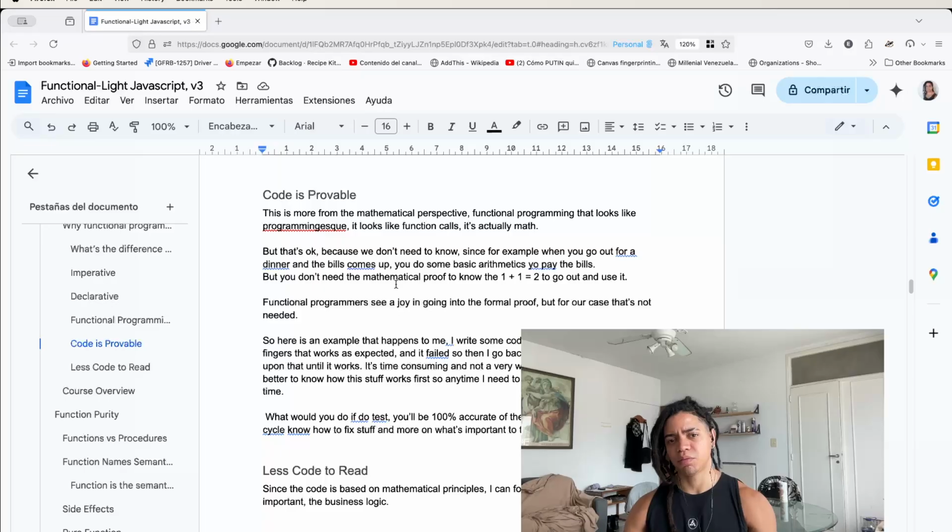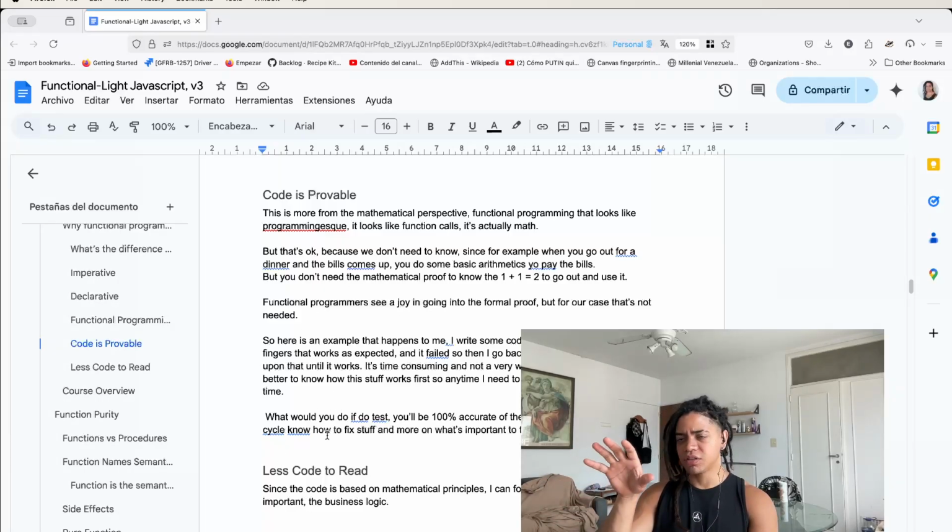Yeah, the code is provable and there is less code to read, because if we follow these mathematical principles, you can focus your attention on what is really important, which is the business logic.